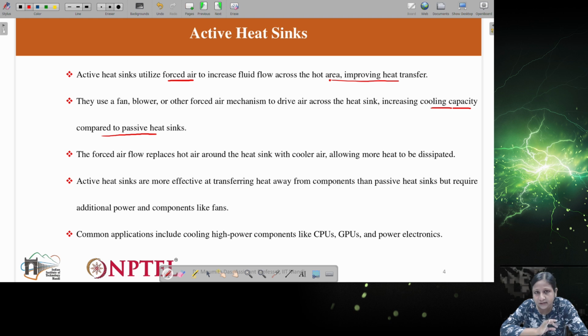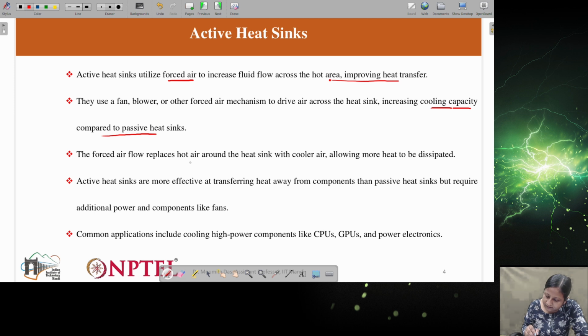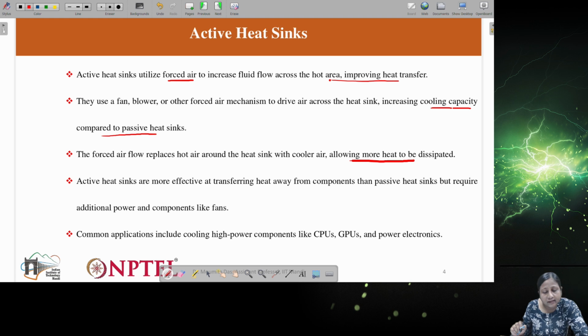Now this fan speed can also be variable. Depending upon the kind of heat dissipation we need in the system, based on that we can change the fan speed. If heat dissipation is required more for some time, then fan speed can be more so that it can take off more heat. If heat dissipation is less, then fan speed can be less, as less heat needs to be dissipated. That way it can be regulated. The forced air flow replaces hot air around the heatsink with cool air, allowing more heat to be dissipated.